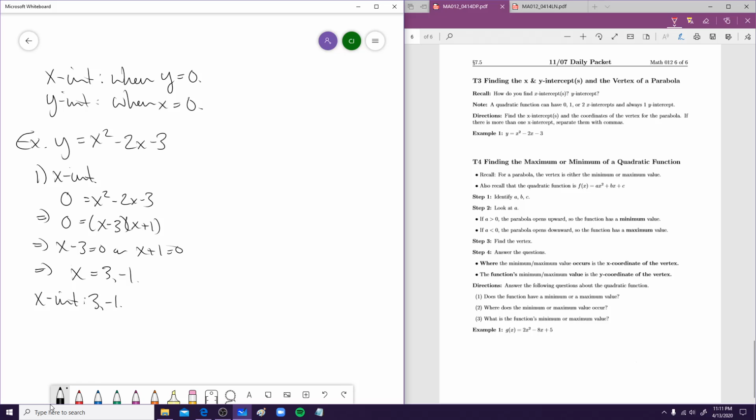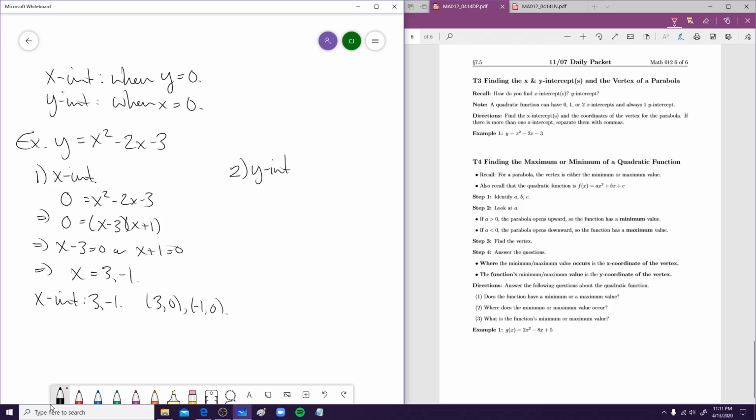If I said what is a point correlated to the x-intercept, it is going to be (3, 0), and then (negative 1, 0), right? Remember, we plugged in 0 for y. So now, before we find the vertex, I want to find the y-intercept.